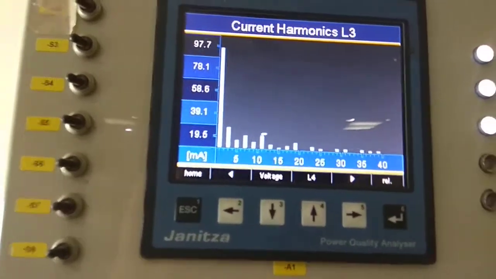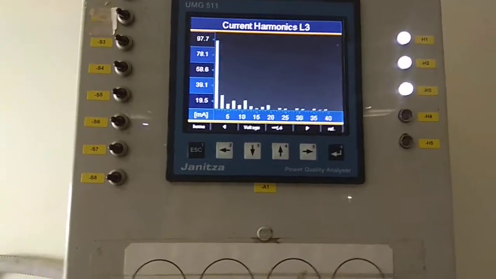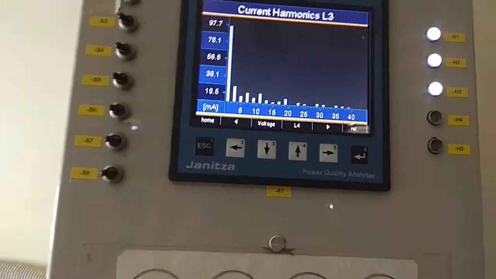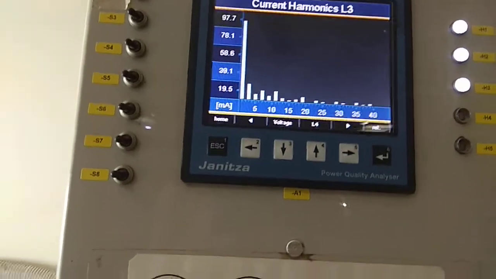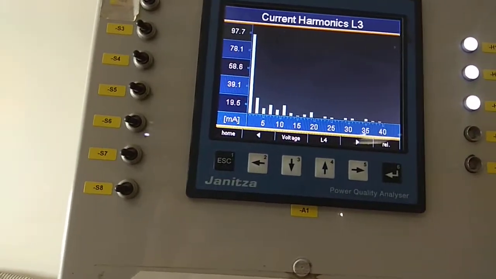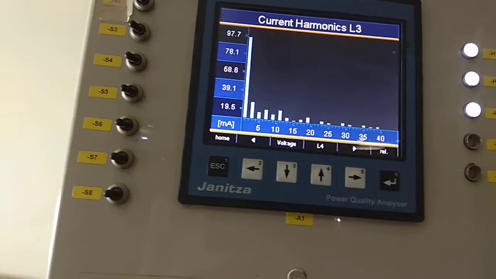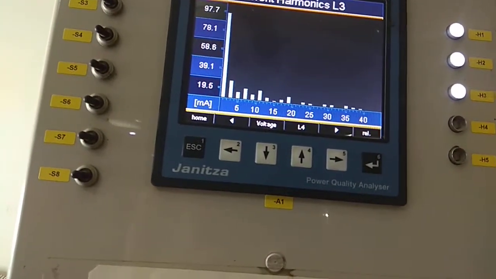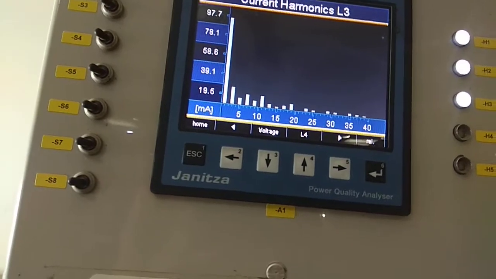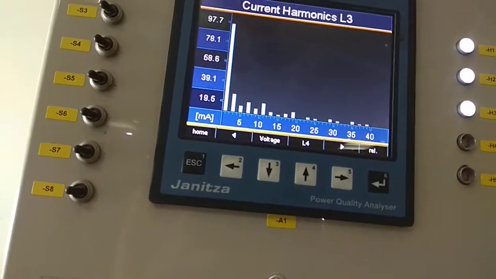Okay, so with this experiment we learned that for different loads we can have different THDs, and different THDs pollute our system in different ways, because harmonics, as you will also learn in the power quality course, create so many problems in our system. They create unnecessary heating in our system. They create resonance in our system.